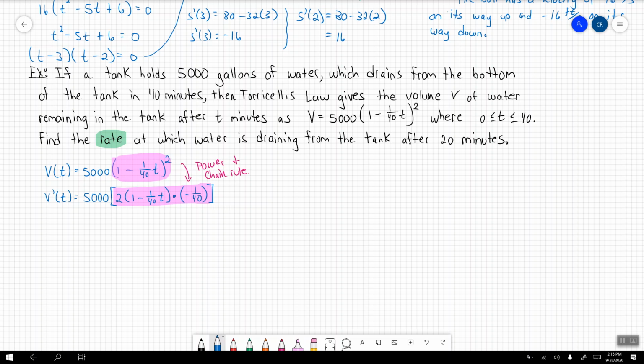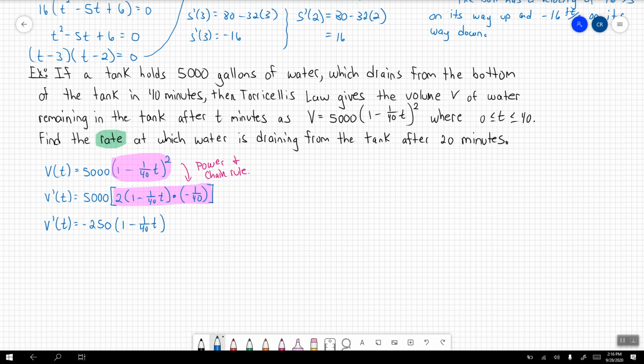Perfect. So let's go ahead and try to clean this up just a little bit more. That way we can start finalizing everything. So we take the 5,000 constant, we're going to multiply it by 2, but then we divide by negative 40. When that happens, we're going to be left with negative 250. So our V prime of t will be equal to negative 250 multiplied by 1 minus 1 over 40 times t. And so this is now the derivative that we're looking at.